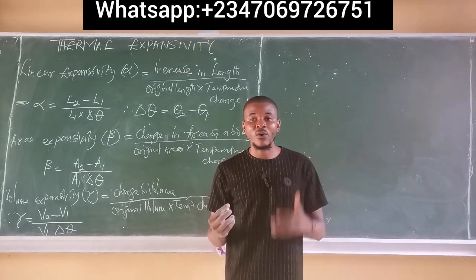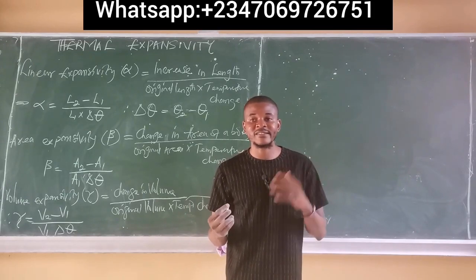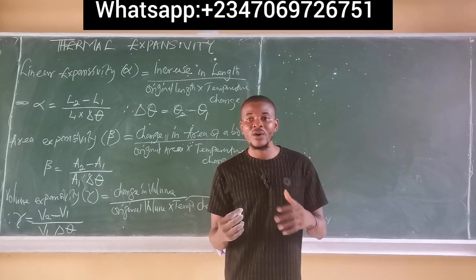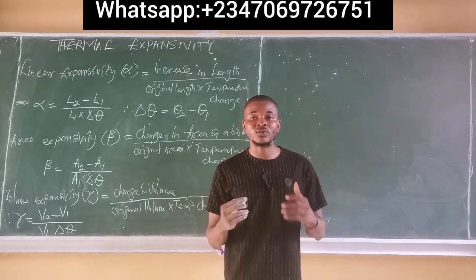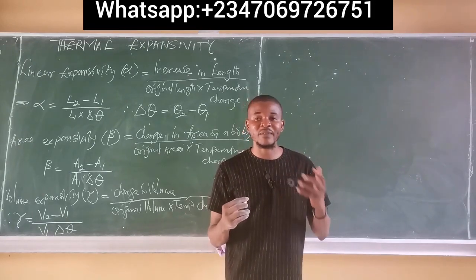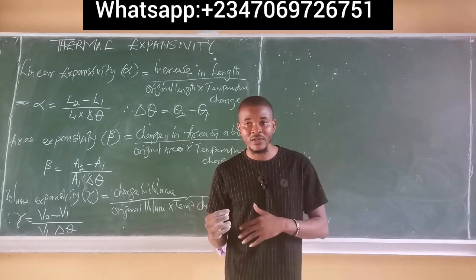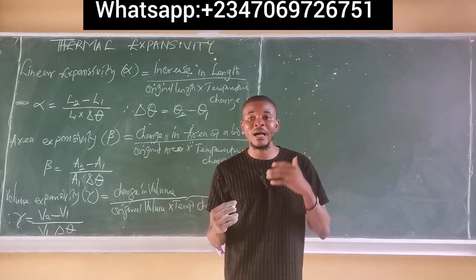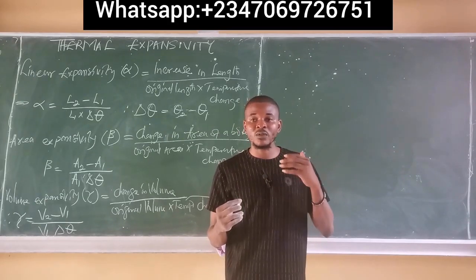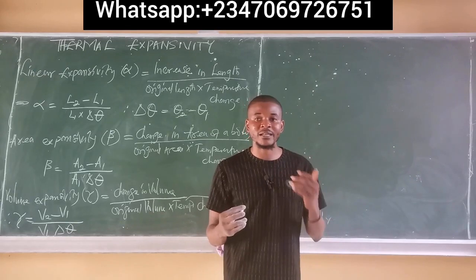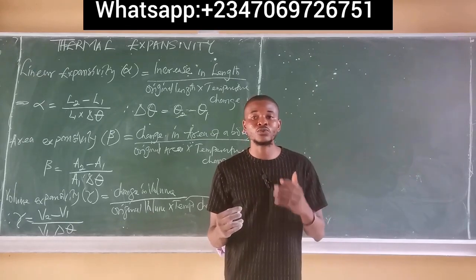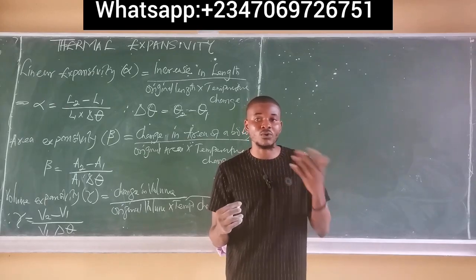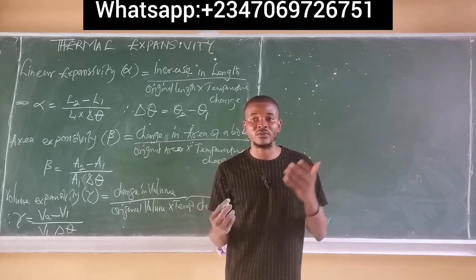For instance, copper expands faster than steel when they are both subjected to the same intensity of heat or temperature. Why? Simply because copper has a higher thermal expansivity, or linear expansivity, than steel. So that simply means that copper will respond to changes faster when heat is applied than steel. So that's another thing you should keep in mind in your examination. These are alternate questions that could come out in your JAMB examination.